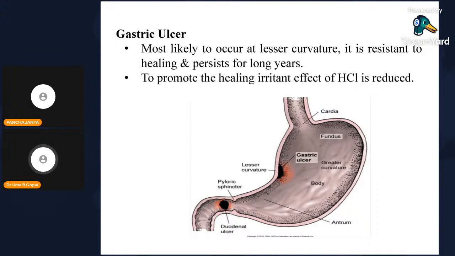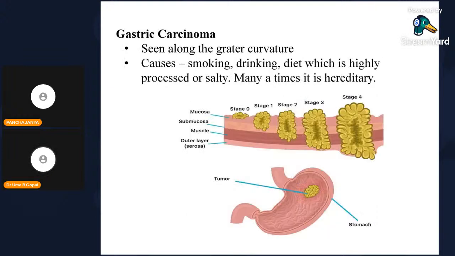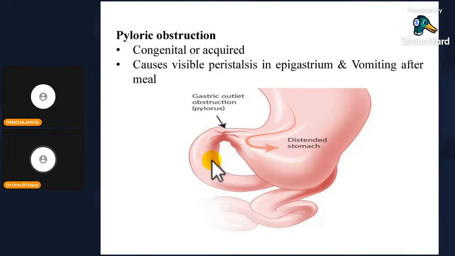Okay, because of corrosive action of the HCl. Gastric carcinoma, cancer of stomach, CA cancer. It is malignant cancer because of smoking, drinking, diet, and highly processed salty food. Many times it is hereditary in nature also. Irregular multiplication of cells takes place. Ulcer may convert itself into carcinoma.